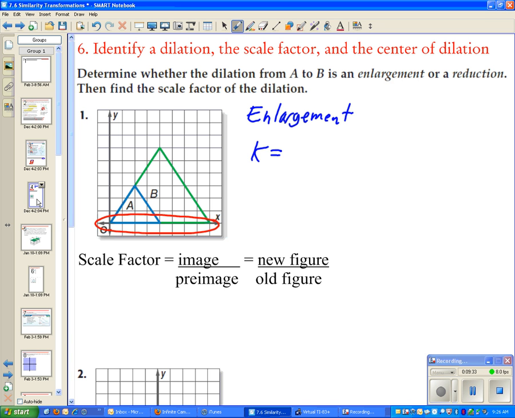All right, now remember, it's image over pre-image. It's the new one over the old one. So count the spaces here. 1, 2, 3, 4, 5, 6, 7, 8 is the length of that side of the new figure. And what was the length of that corresponding side of the old one? 4. So the scale factor is 2. So every side of the new figure is twice as long as its corresponding side from the original figure. Does that make sense?